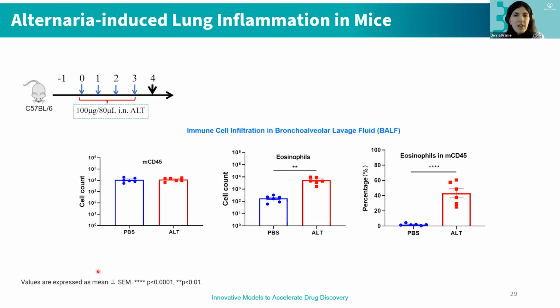So in this next study, intranasal administration of Alternaria, which is a fungus, or PBS, was given to mice over a period of 4 days. So although this treatment did not change the overall number of CD45 cells infiltrating into the lung, this model increases the number and percentage of eosinophils in the BALF, as in the papain model, suggesting that inflammation has been successfully established.